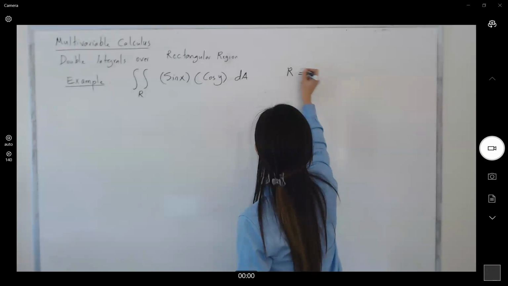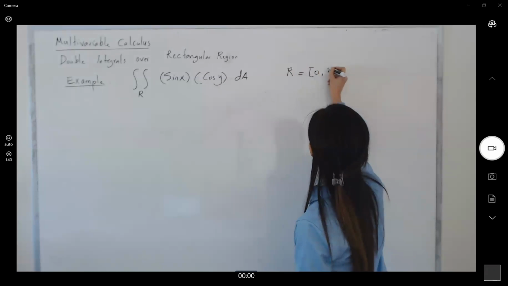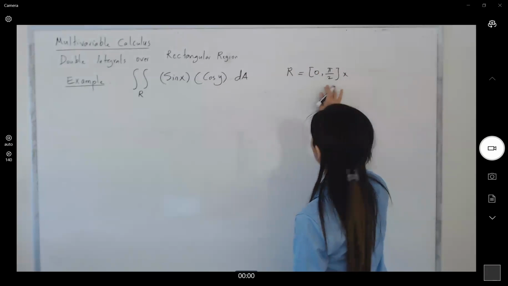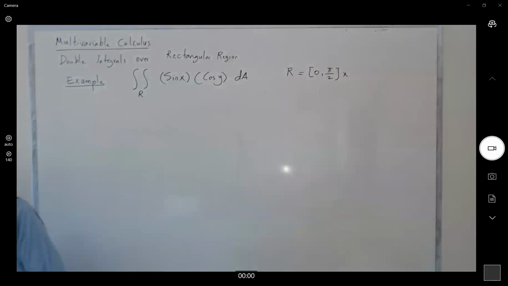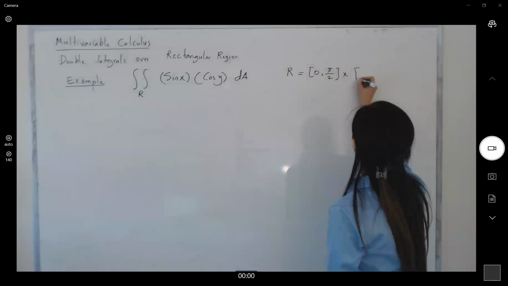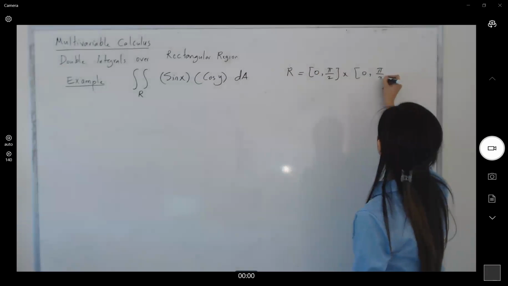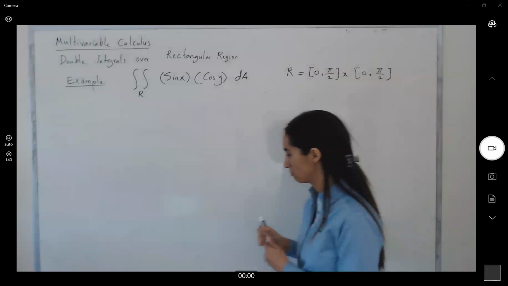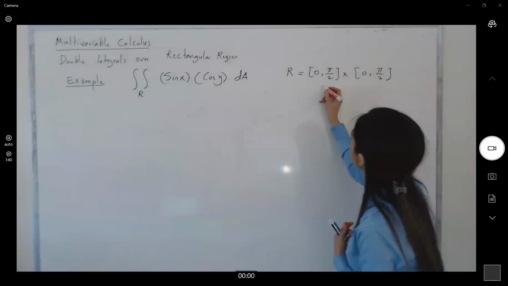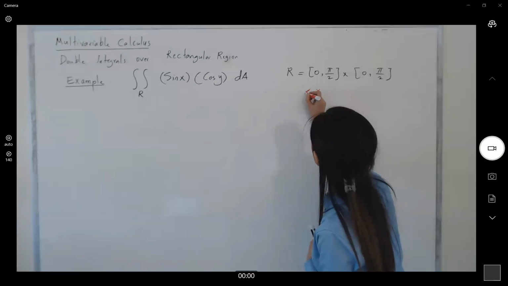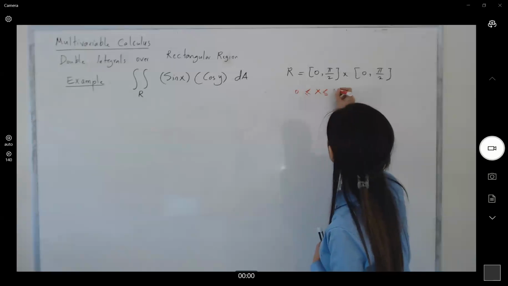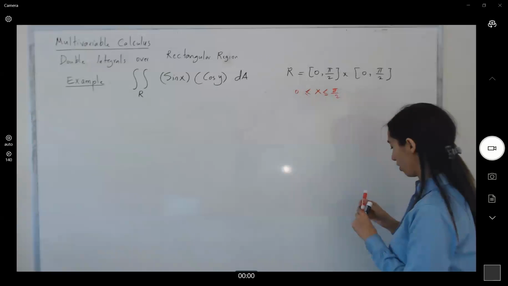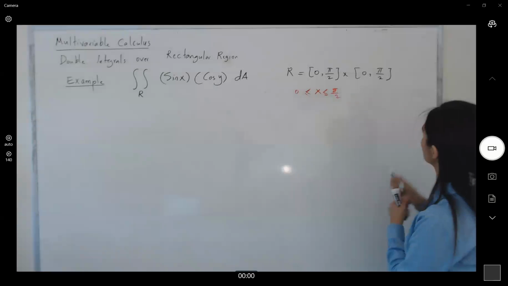it's a rectangular region, 0 to pi halves. Your x ranges between 0 to pi halves, and also your y. Y is bounded between 0 to pi halves. So your x boundaries and also your y boundaries.